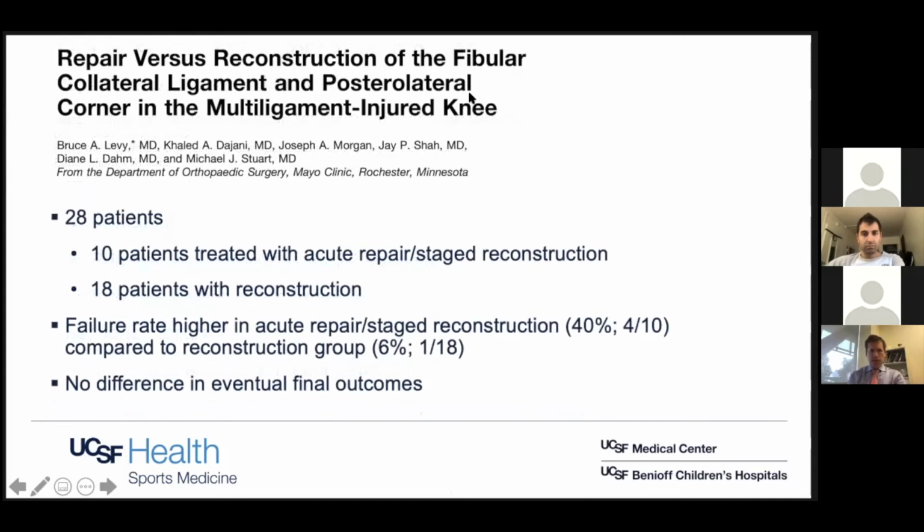This is another study that looked at repair versus reconstruction. So 10 patients had acute repair and then a staged reconstruction. And then 18 patients just had reconstruction from the start. The failure rate was higher in that acute repair group and about the same as that last study. So 40% versus 6%, but no difference in final outcomes.